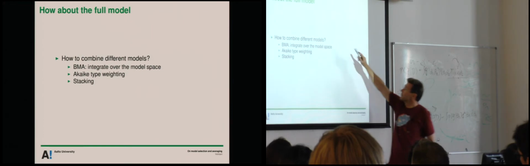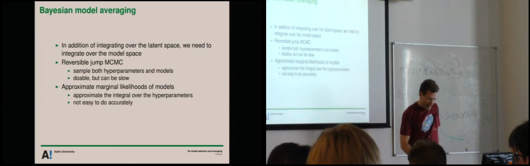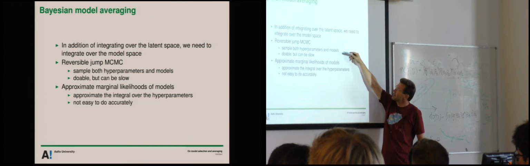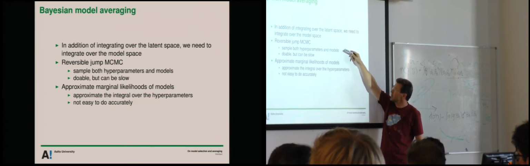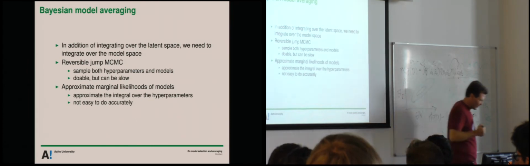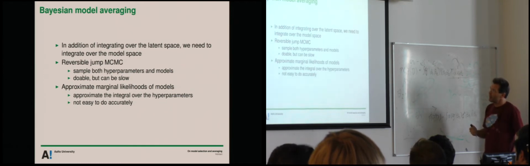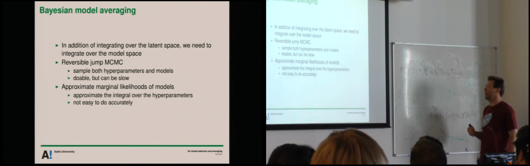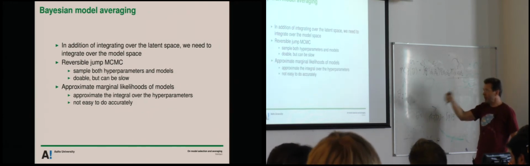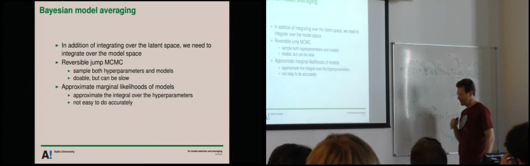So I'll talk about the usual solutions: Bayesian model averaging, Akaike type weighting, and stacking. So we could use reversible jump MCMC, so sample both hyperparameters and models. Doable, but can be slow. We could use approximate marginal likelihoods of models. So if, like in the automated statistician based on GPs, we would use the EP or Laplace or VB approximations, and from those we could get the approximate marginal likelihood and then only do MCMC jumps on the model space. But when we have a lot of different models, it's still slow, just jumping from one model to another.